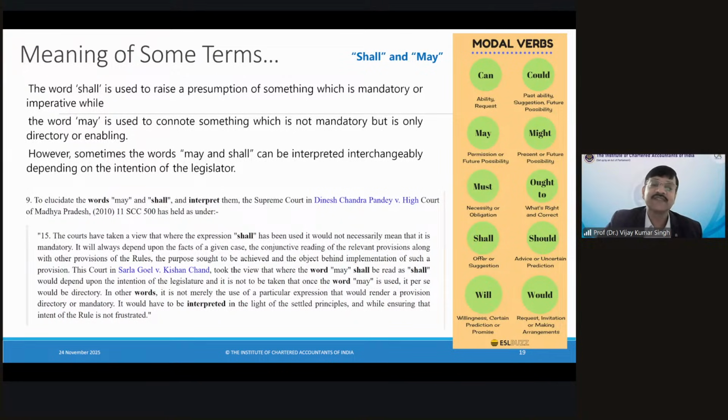This court, in Sarla Goel versus Krishan Chand, this is another decision which the court is referring to, took the view that whether the word may shall be read as shall would depend upon the intention of the legislature, and it is not to be taken that once the word may is used, it per se means on the face of it would be directory. In other words, it is not merely the use of a particular expression that would render a provision directory or mandatory. It would have to be interpreted in the light of the settled principles, while ensuring that the intent of the rule is not frustrated. So you can see this is a bit of a complicated matter as to how shall and may are interpreted.